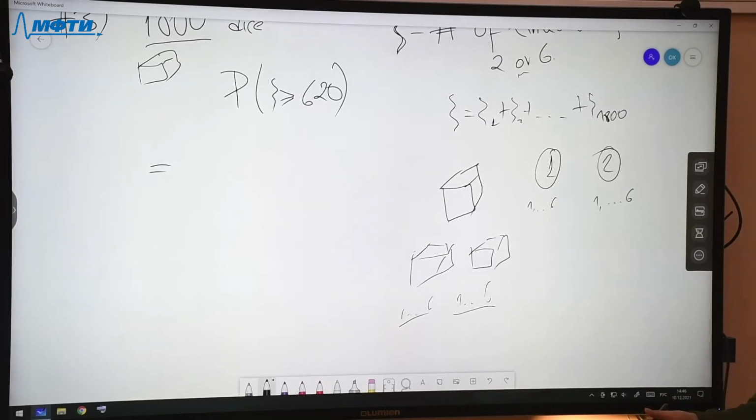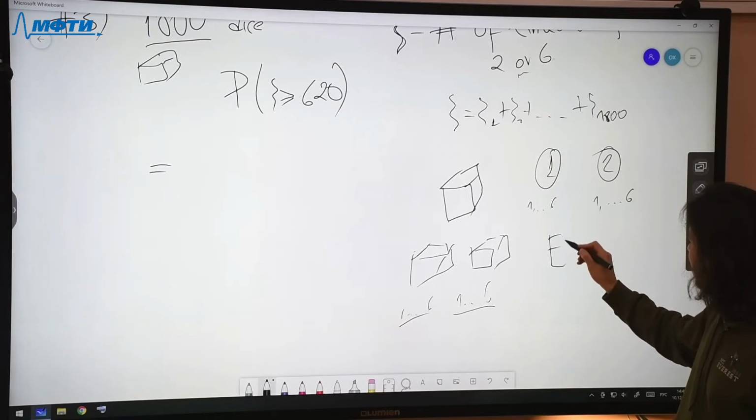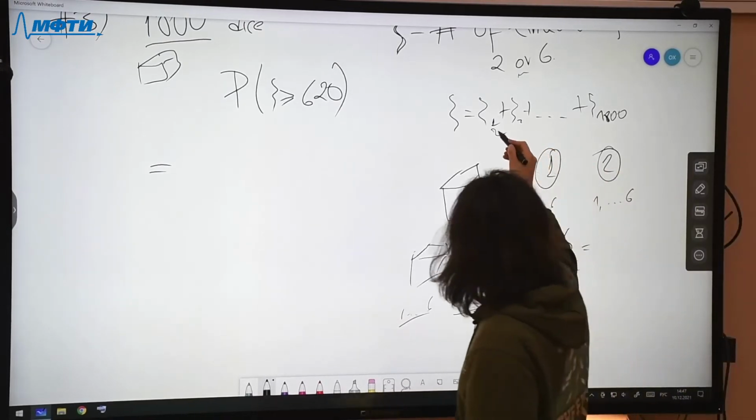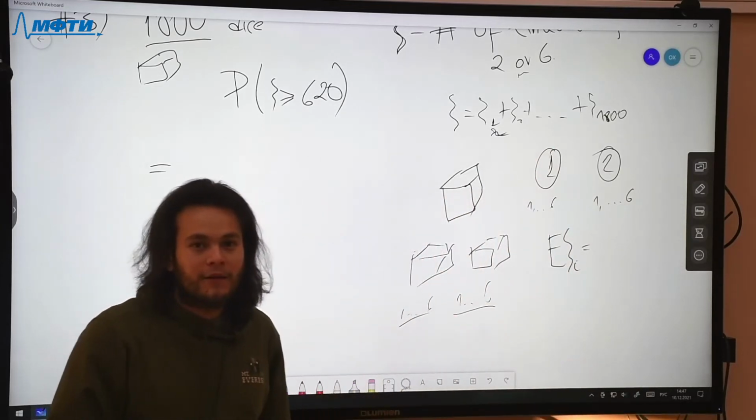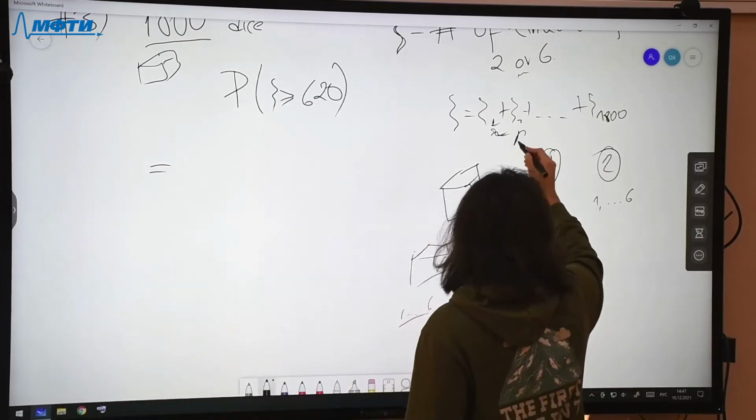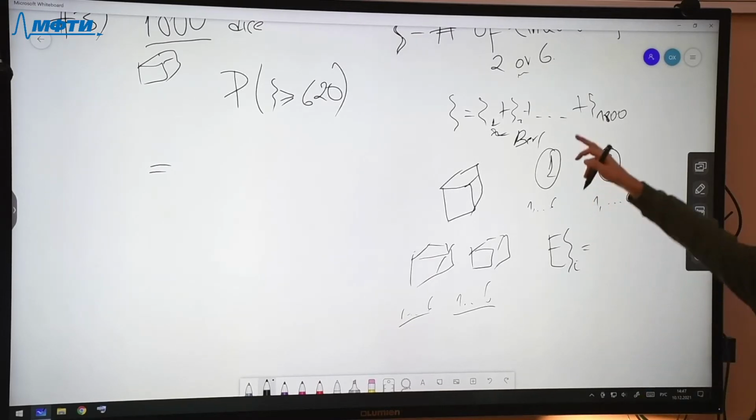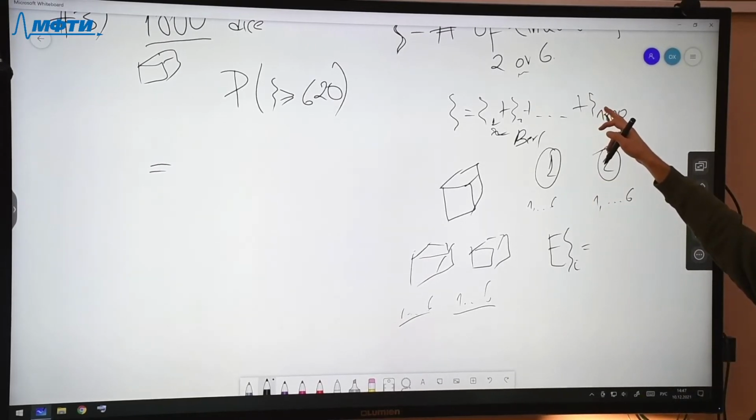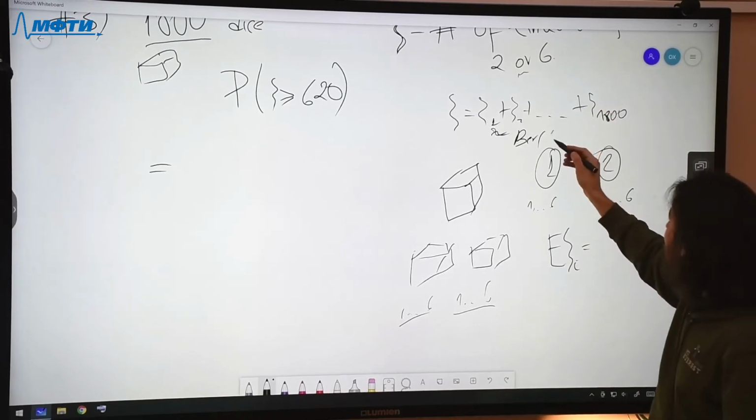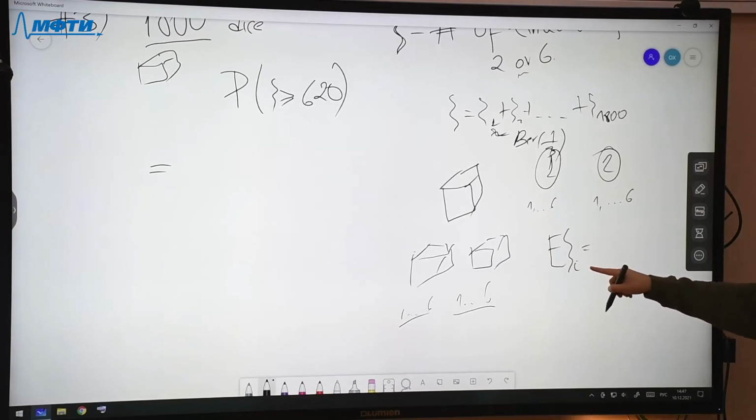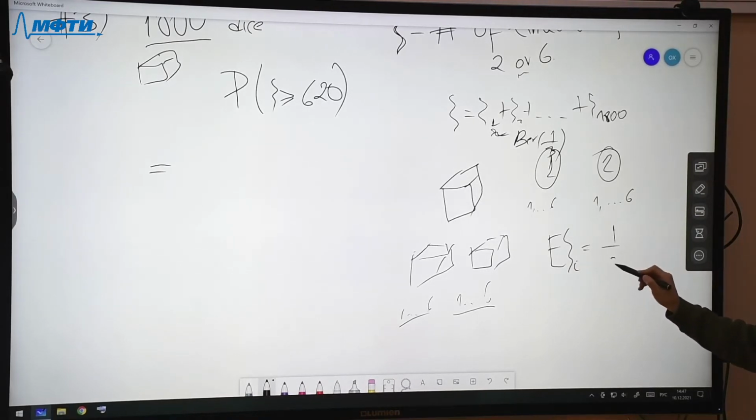So the expected value for psi I. What is the distribution of psi I? Bernoulli? With which parameter? We can have 2 or 6, right? 1/3. So the expected value of psi I is 1/3. By now it's clear? Yeah?